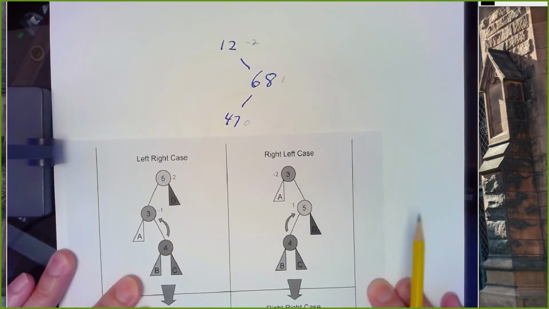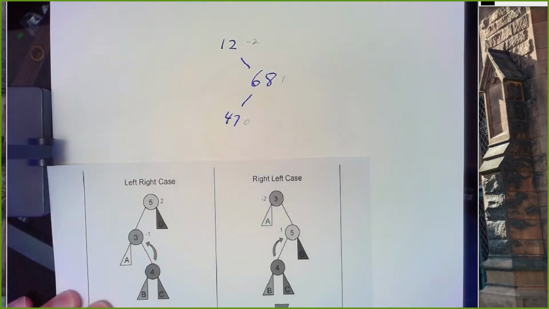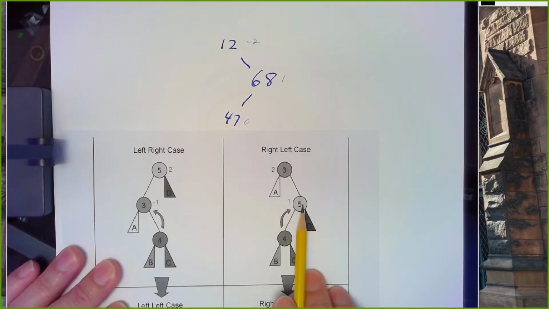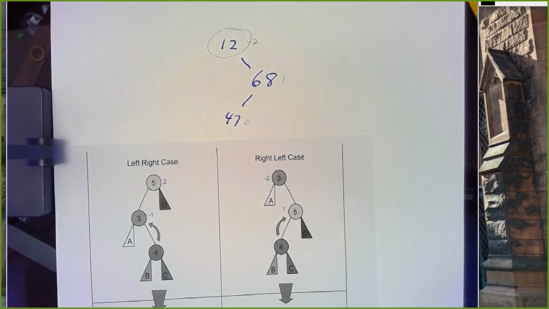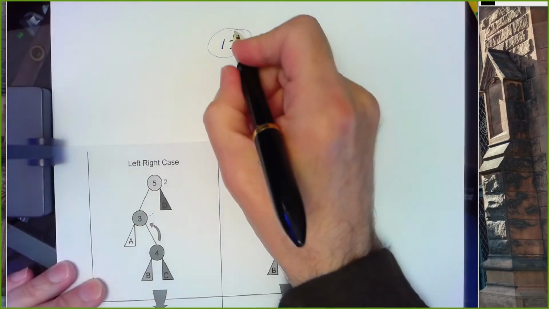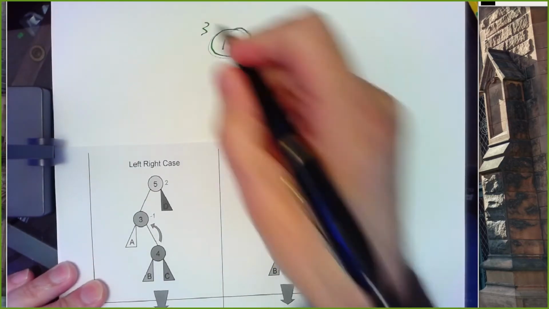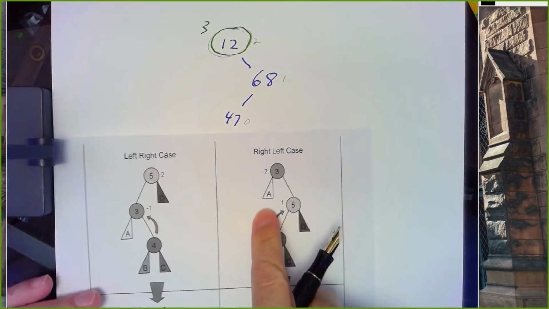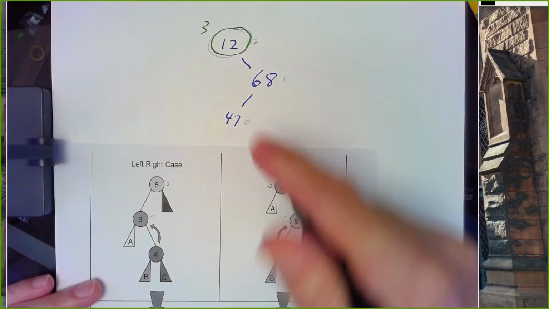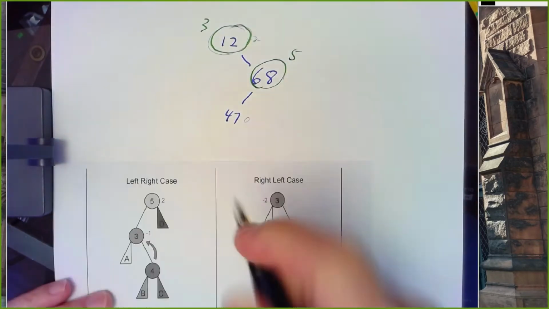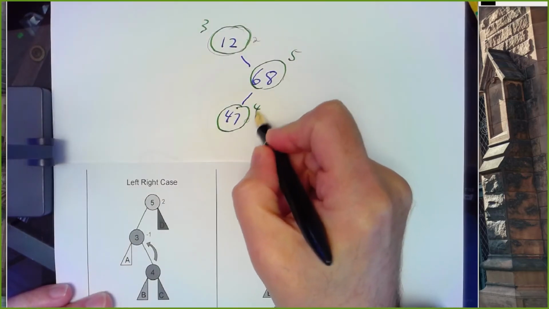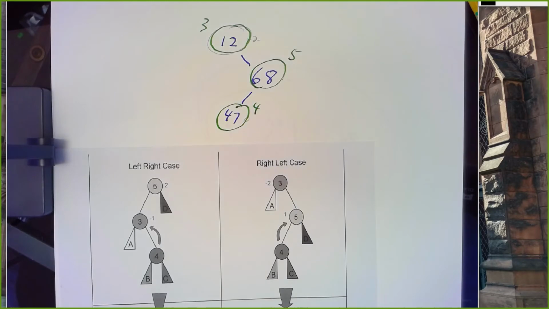At the, not risk, but certainty of messing up this picture, which we'll redraw later, let me just start labeling things on here. So we're looking at the right-left case. So this is going to be node, let me do this in green. This is going to be the node that's called 3. A is empty. This is going to be the node that's called 5. This is going to be the node 4. And then A, B, C, D are all null.